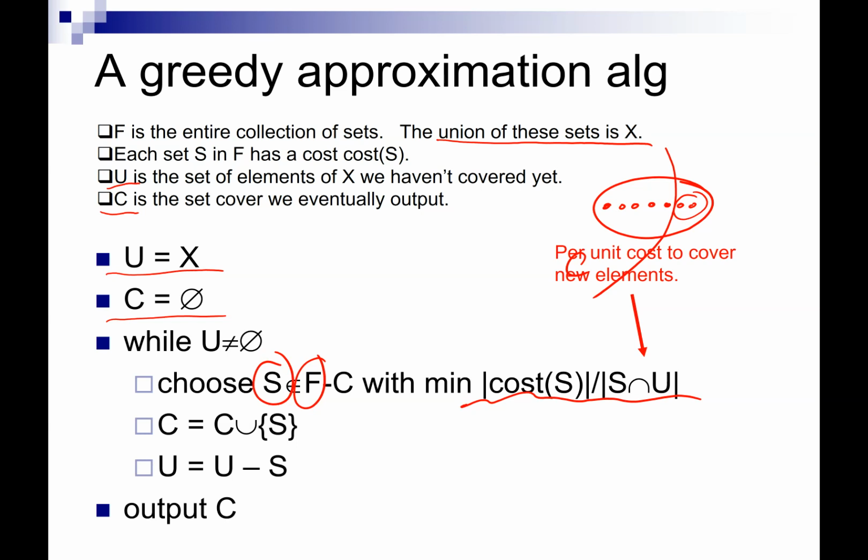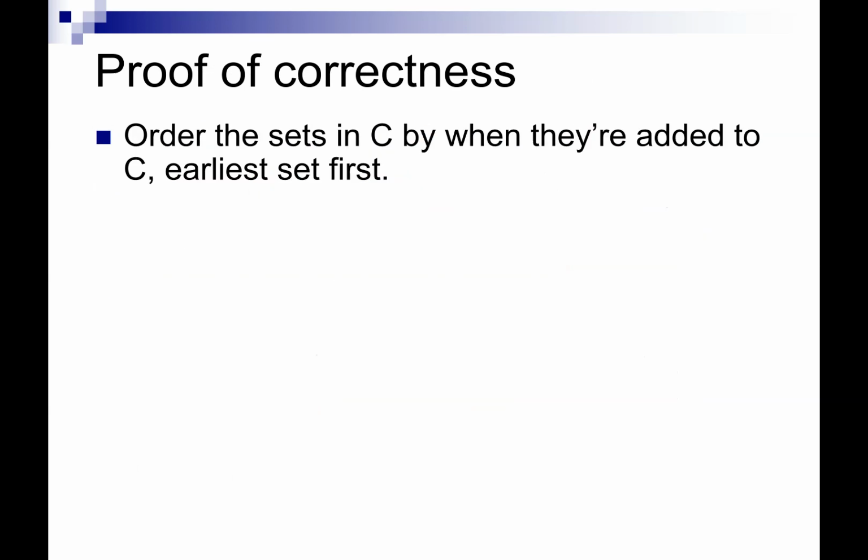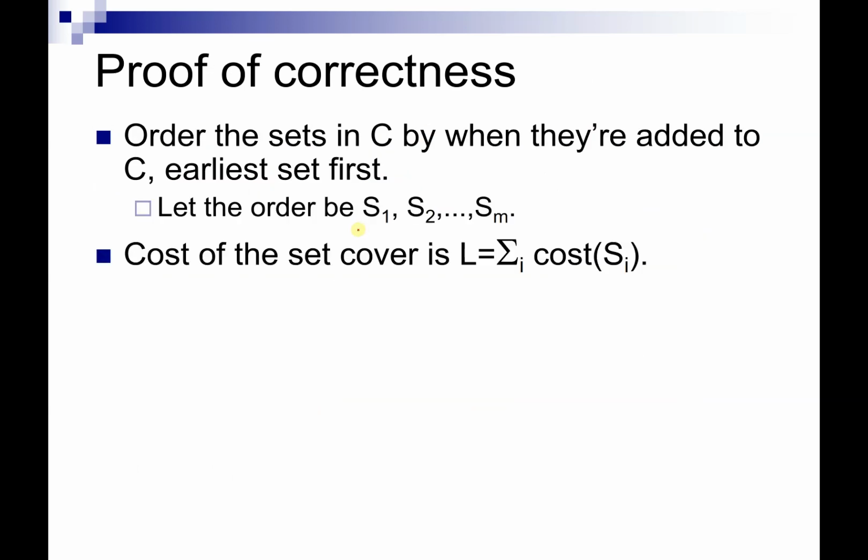Now what we're going to do is take all of these sets and order them in the order that we added them. The first set that we use is going to be S1, and the next set we're going to call S2, and so on. This is going to be the order in which we selected these sets, and let's say that in total you select M sets. Then the cost of the set cover that we have is simply equal to the sum of the costs of all of these sets, for i equals 1 up to M.